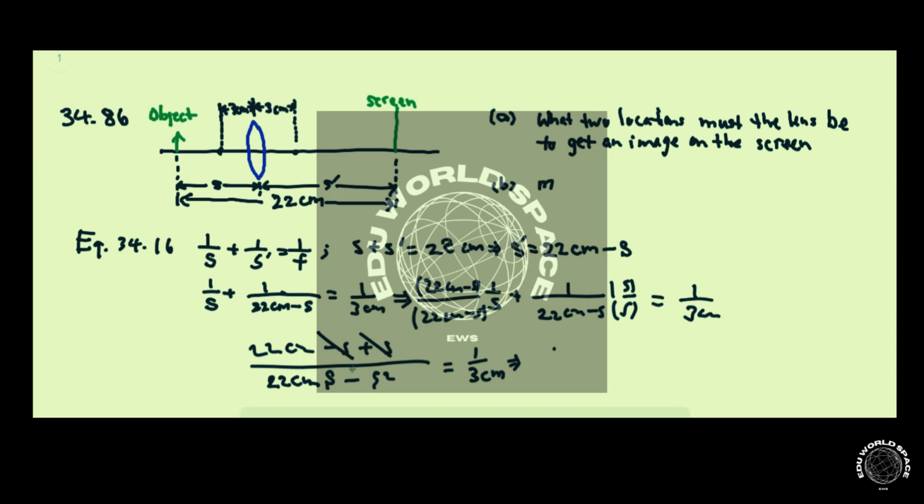If I multiply crosswise, then I have 66 centimeters squared is equal to 22 centimeters times S minus S squared. Then I can move everything over to one side. So I have S squared minus 22 centimeters times S plus 66 centimeters squared. Notice it's just the units that are squared. It's not 66 squared, just 66 centimeters squared. So this is a quadratic equation, which we can easily solve. Let's do so on the next page.